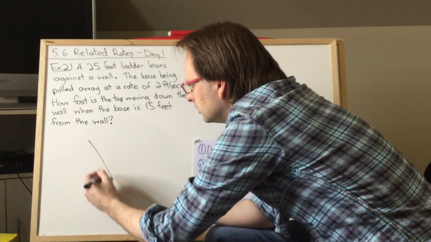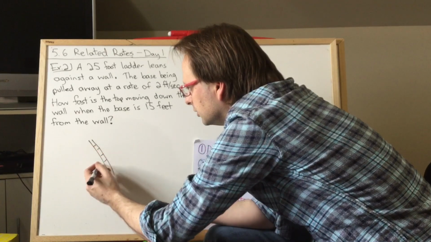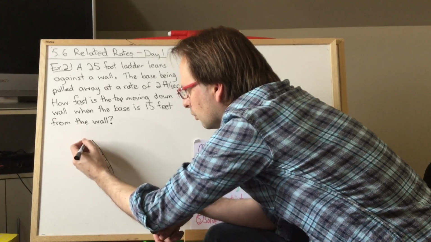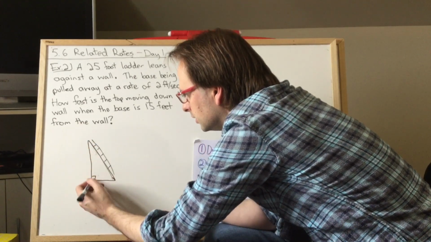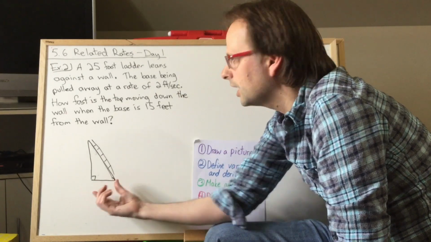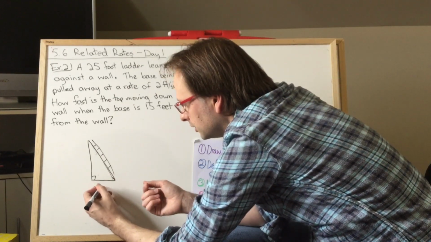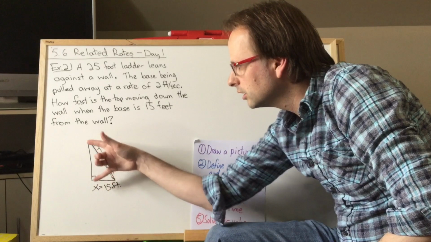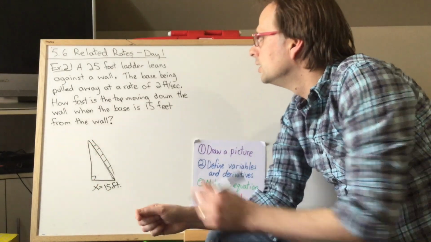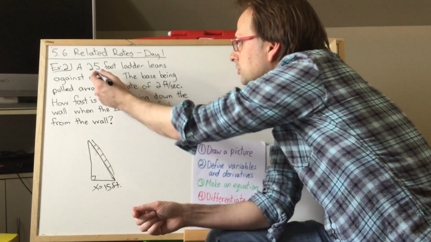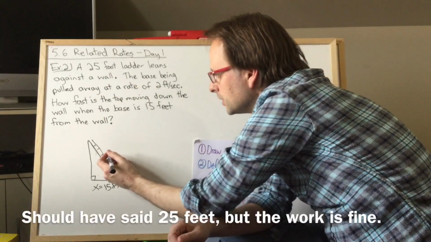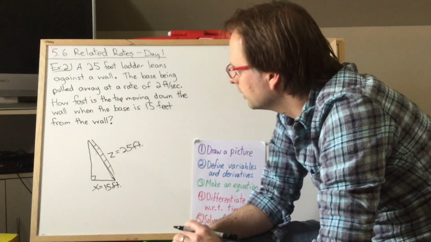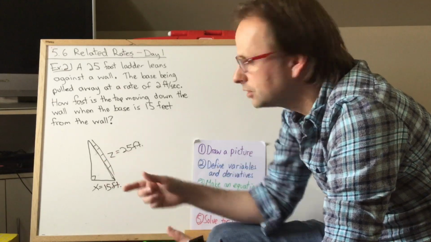We've got a ladder. Maybe I'm drawing it like this, straight-ish. Okay, and it leans against a wall. And the bottom is 15 feet out from the base of the wall. So we could say that x is 15 feet. Now I'm going to use x for my horizontals, and then I'm going to use y for my vertical. That's something that they told us. They also told us that the ladder itself is 25 feet long. I'm going to call that z, 25 feet.